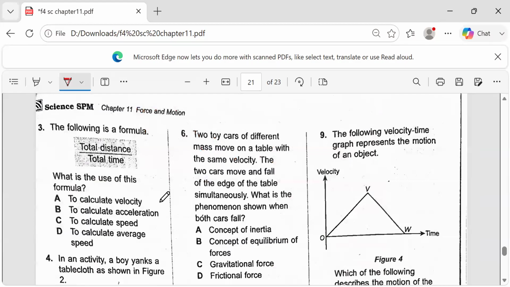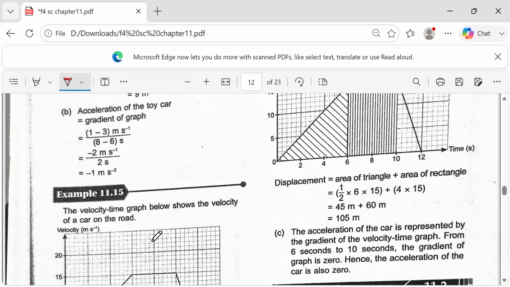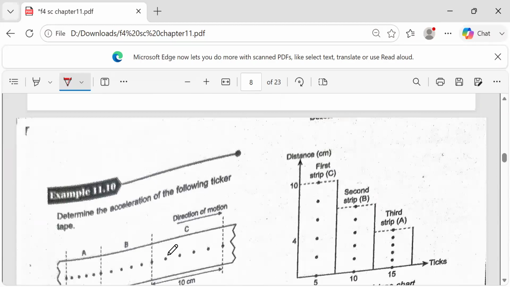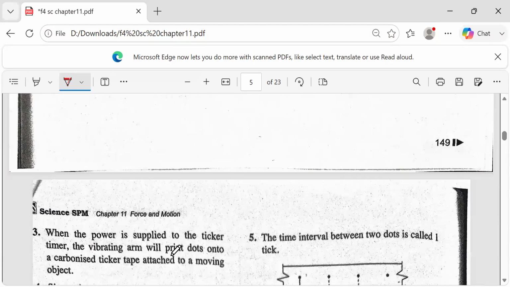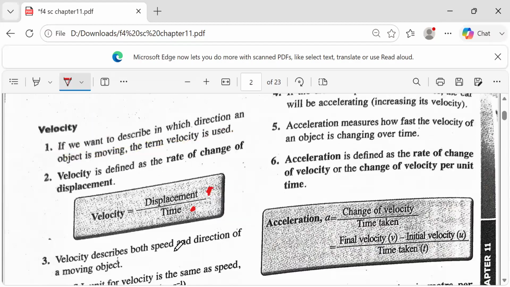Total distance over total time. The answers look all the same, but only one is correct. Total over total is what? Third question, average. Yes, correct. To calculate the average speed. So this whole chapter is calculation, so you have to be very careful. Now let's go back to the graphs. Now you're going to do a lot of this kind of questions.